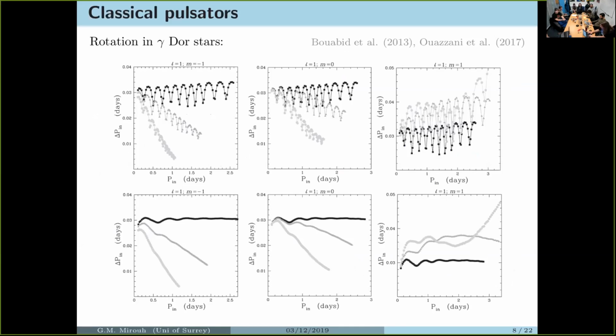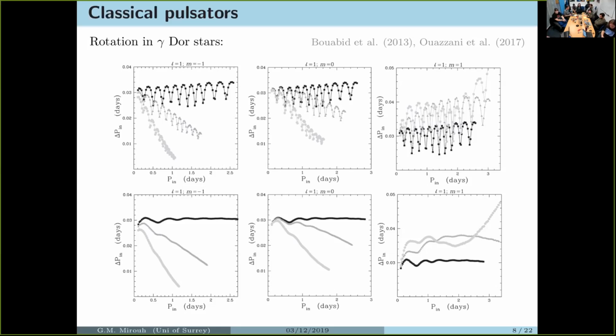Here is one case for gamma Doradus stars. Each one of these plots shows the same thing: three trends for different modes. If you take, for instance, the top left one here, these are l equals 1, m equals -1 modes. You take the frequencies of these modes for consecutive n, and you see these wiggles that are tilted with some kind of slope. The slope increases when the rotation rate of the star increases, for all the panels.